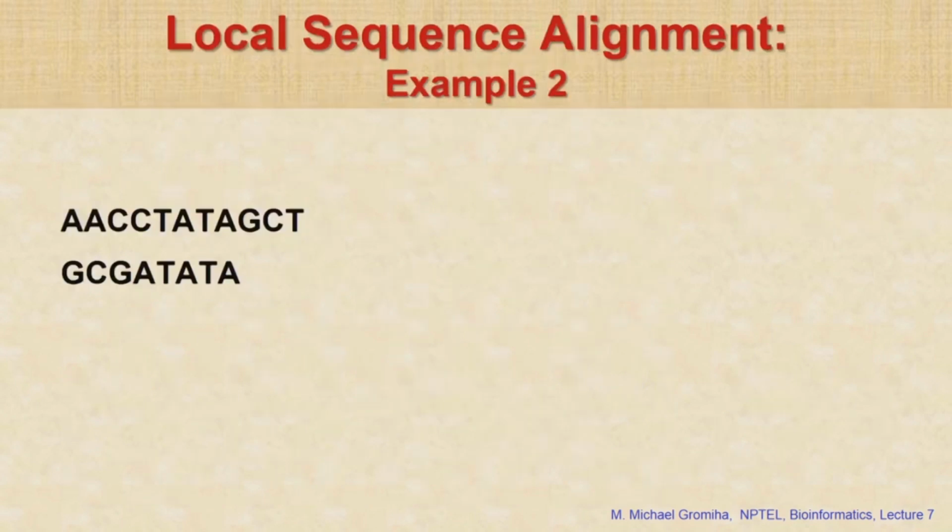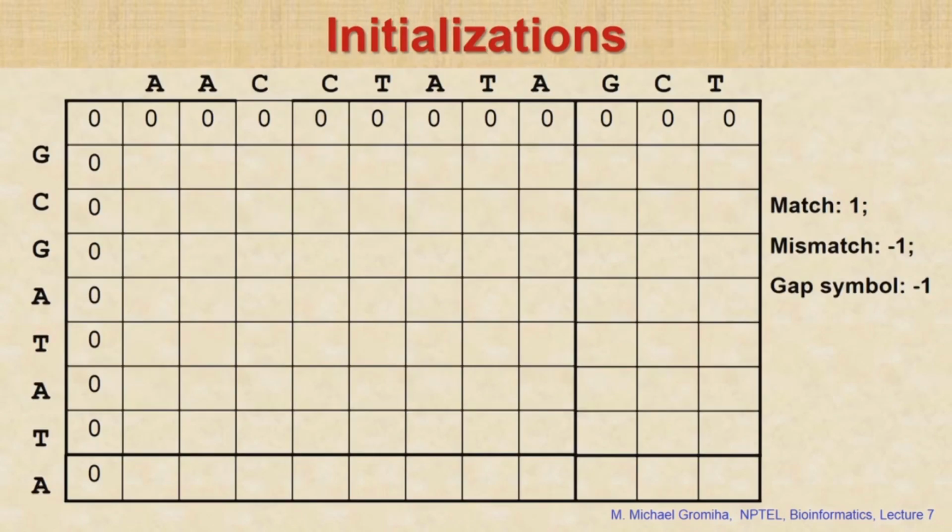So I will give you another example. Here these are two sequences, this is sequence 1 and this is sequence 2, and we need to make the alignment. For simplicity I put the match score equal to 1, the mismatch score equal to -1 and the gap symbol equal to -1.